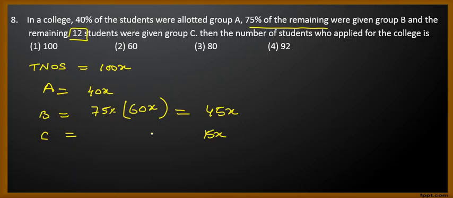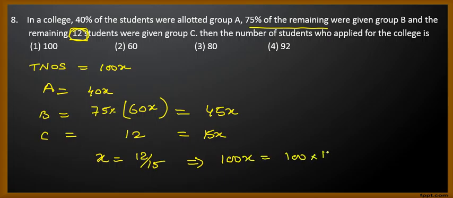allotted for C. But according to the question, for C, how many students are allotted? 12 students. It means 15x is equal to 12, then x is equivalent to 12 by 15. What is required? Total number of students, which is nothing but 100x. That equals 100 into 12 by 15. On simplification, you will get 80. So the answer is option 3.